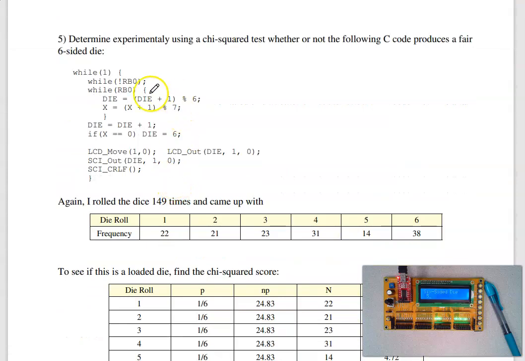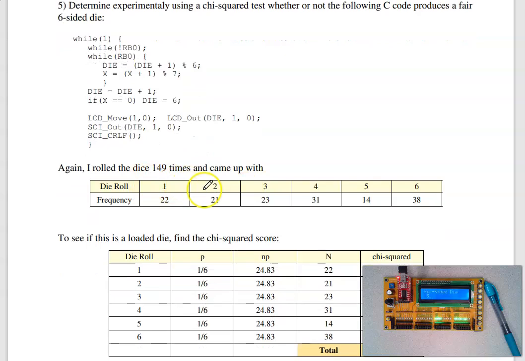Problem 5. Suppose I add this code: 1/7 of the time, I'm always going to roll a 6. Is that a fair die? Well, the procedure is the same as before. I rolled the dice a bunch of times. I rolled it 149 times. Got these results.